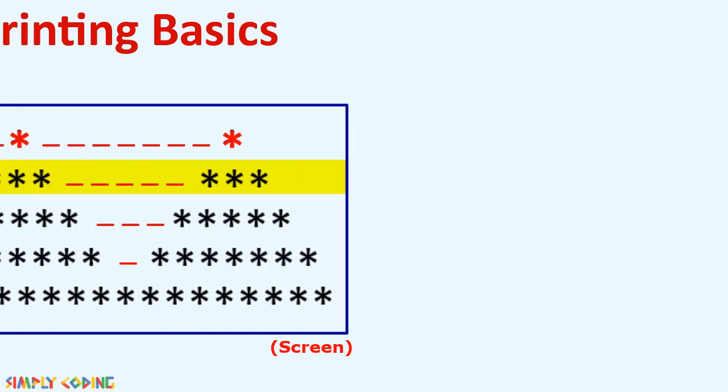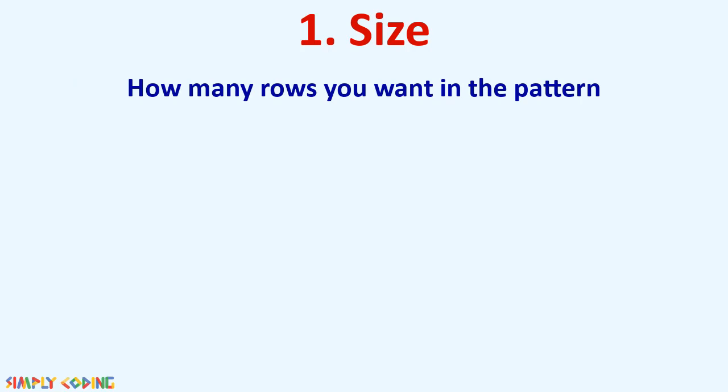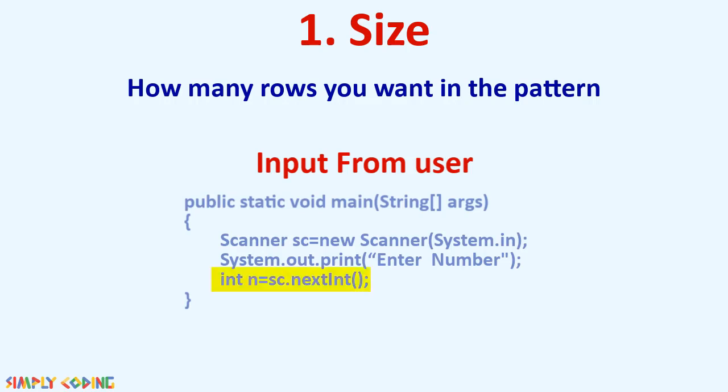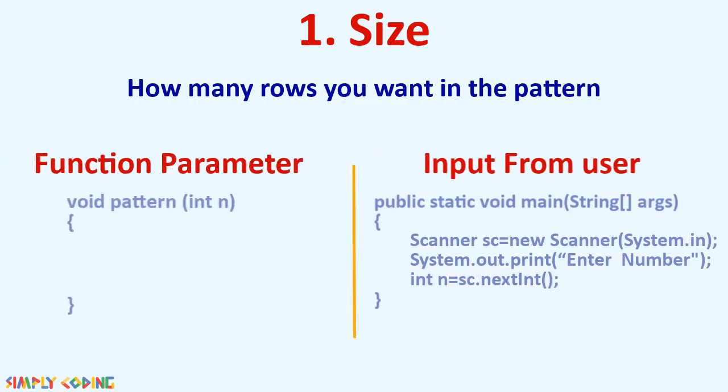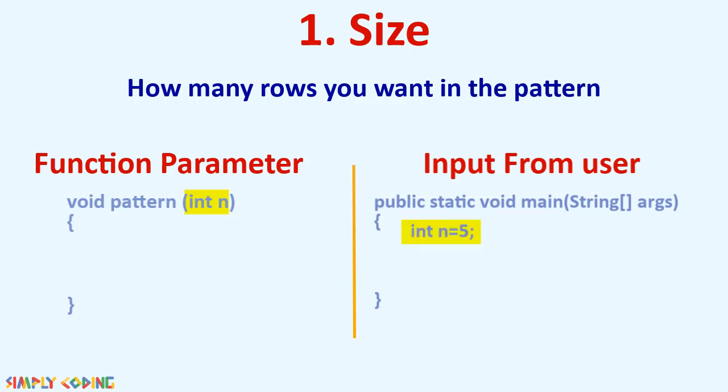So let's get started. The first thing in pattern is the size. Size means how big or how many rows you want in the triangle. Now either you could be asked to write a main and take size from the user. Here you can use any input class like scanner to take this input. Or if you are writing a function, this n could be passed to you as a parameter. Or if you are given size in question itself, in that case you can just directly assign it to a variable n. For our examples, we will consider that we have size in variable n which has value 5.